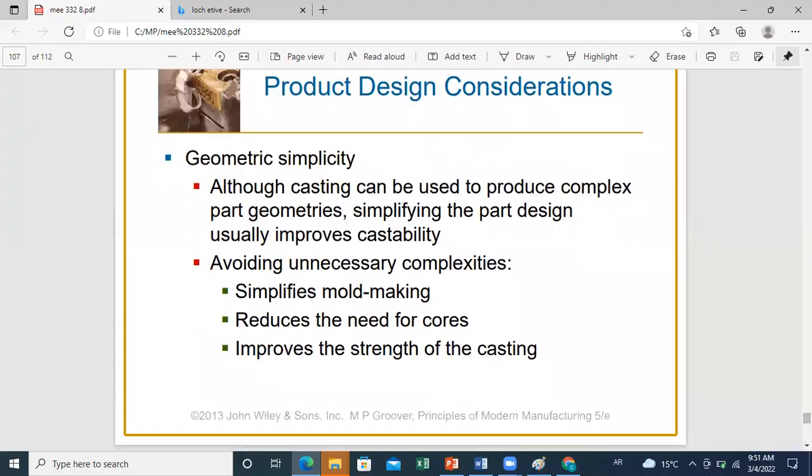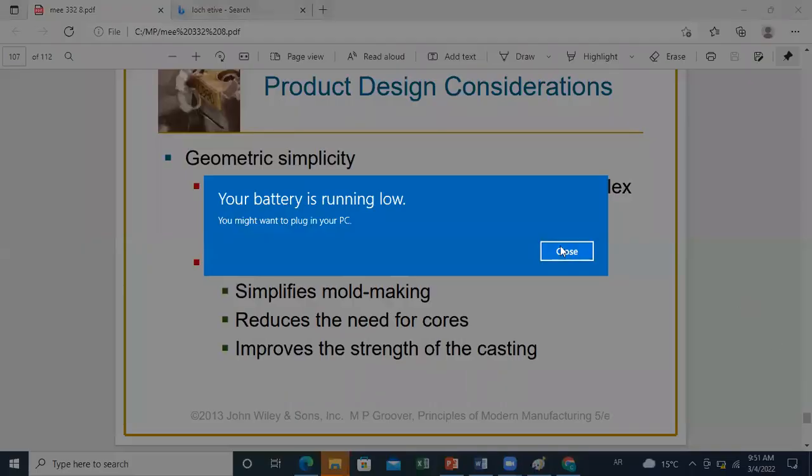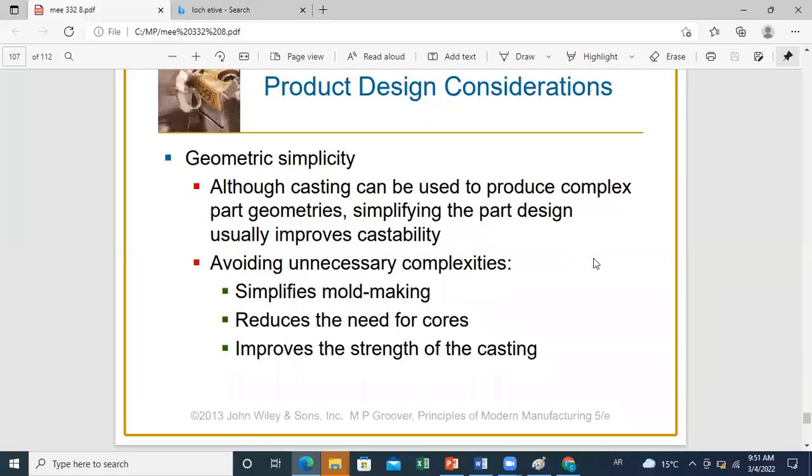Now, concerning the product design considerations, first we should have geometric simplicity. Casting can be used to produce complex part geometries, but simplifying the part design will usually improve the casting process. So you can try to simplify the geometry as much as possible, as long as, of course, you are not deviating a lot from the final design. Avoiding unnecessary complexities will simplify making the mold.